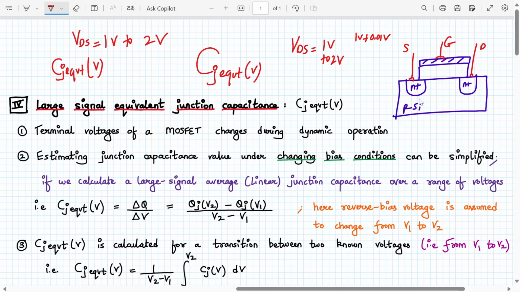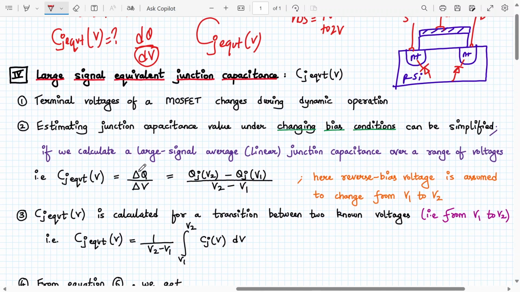VDS is my reverse bias voltage for these PN junctions, right? For these PN junctions it's a reverse bias voltage. So how is my capacitance reacting to it, because it is dQ by dV, right? Now if dV is changing by such a large amount, then obviously the capacitance also will change, and that is why we are estimating Cj equivalent.